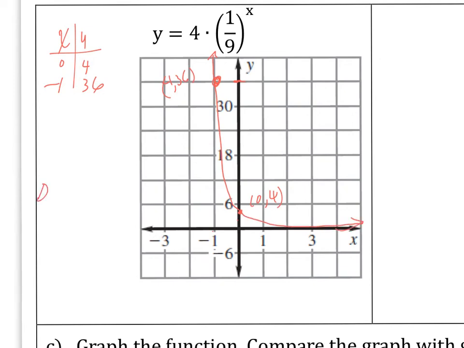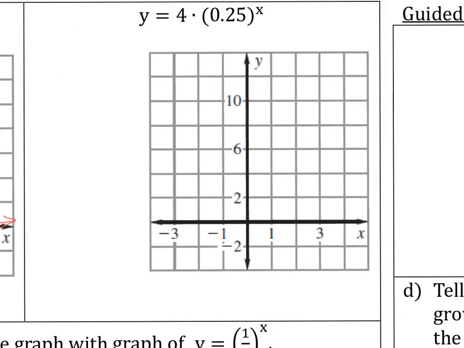The domain is all real numbers. The range is all positive real numbers, or y greater than 0. For this graph, again, I'm going to find 2 points, and we have (0, 4) and (1, 1).